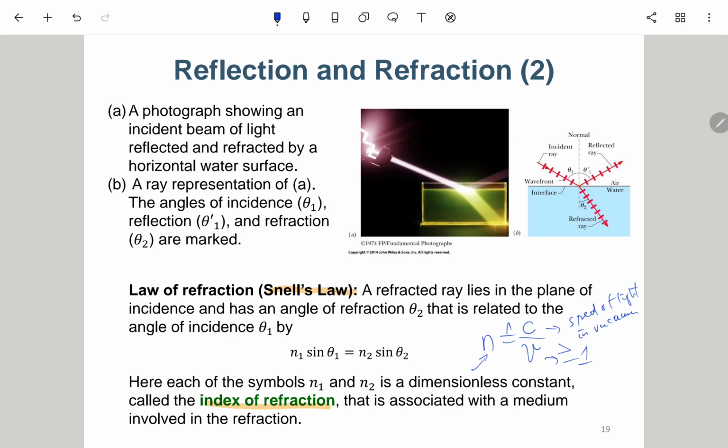那真空跟空气会差不多。其他的物质的话 n 会相对比较大一些，所以就会有比较明显的折射现象，比如说水、玻璃，或者是钻石什么的。So that is associated with the medium involved in the refraction. So in Snell's law we have n1, n2, and then theta 1, theta 2.